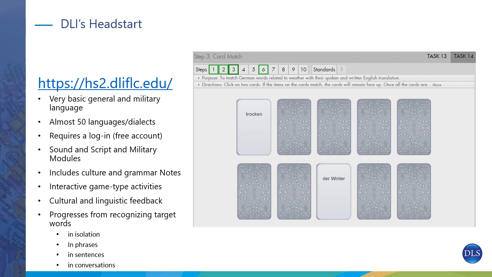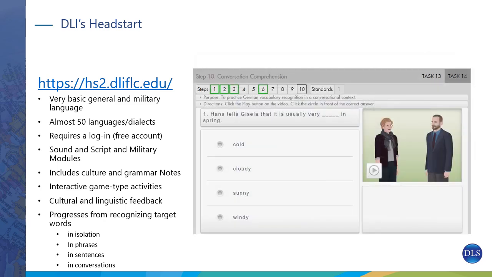One thing that's nice about Head Start is that it does progress. So first the activities start focusing on the target words only in isolation, but eventually they move on to phrases and sentences and eventually conversations. So by the end of a Head Start module, the students are doing something like this activity.